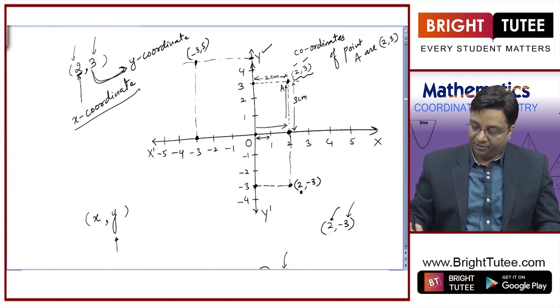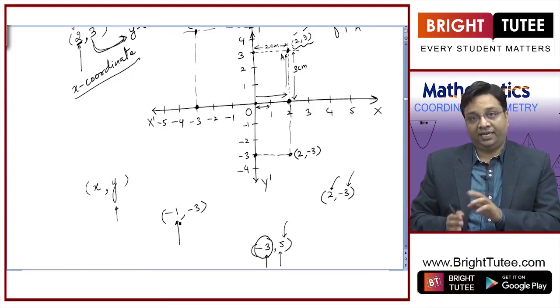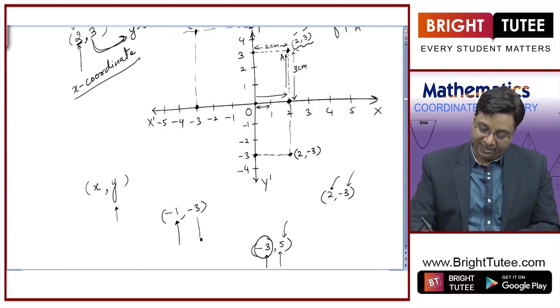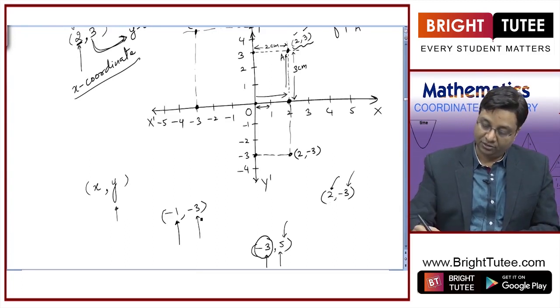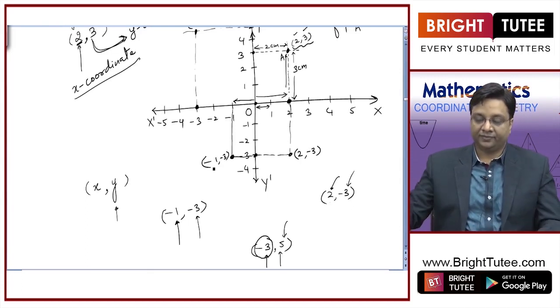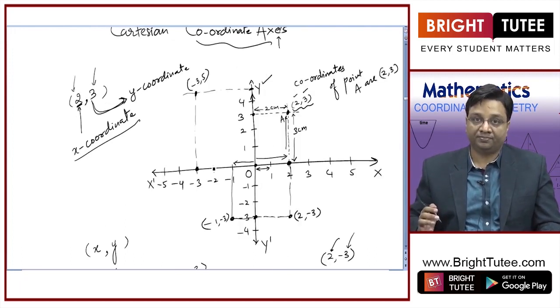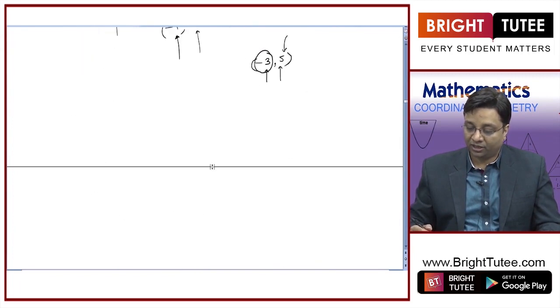Okay. Similarly, we can take another example, (-1, -3). So I have to go 1 unit in the negative x direction and 3 units in the negative y direction. So I'll reach here, which is (-1, -3). I hope you can now locate a point in the Cartesian coordinate system, right? And you have understood about quadrants also.